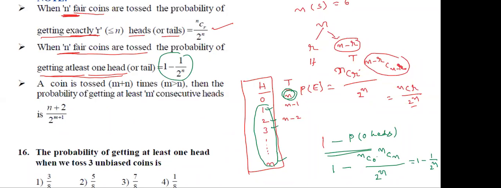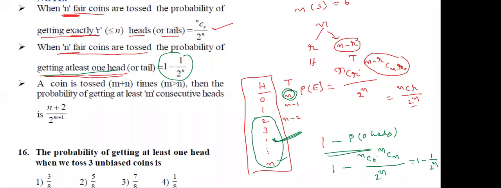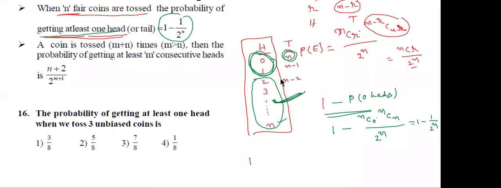Here the formula is there now: 1 minus 1 by 2 power n. Here they have given at least one head. Sometimes they will ask at least two heads. At least two heads means what? See, this is the total probability, that is one. Subtract these. So this value is required. Total probability minus, subtract this: 0 heads, 1 head. How do we get it? Total probability minus probability of getting 0 heads minus probability of getting 1 head.